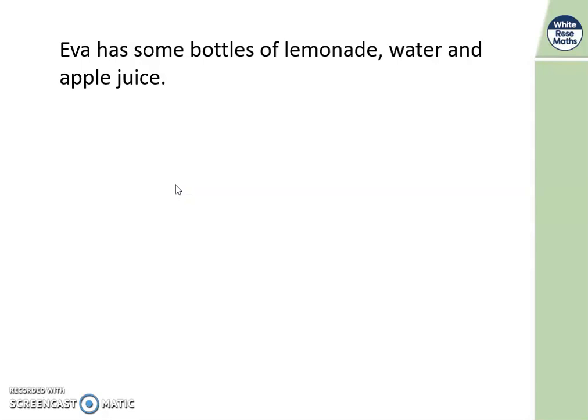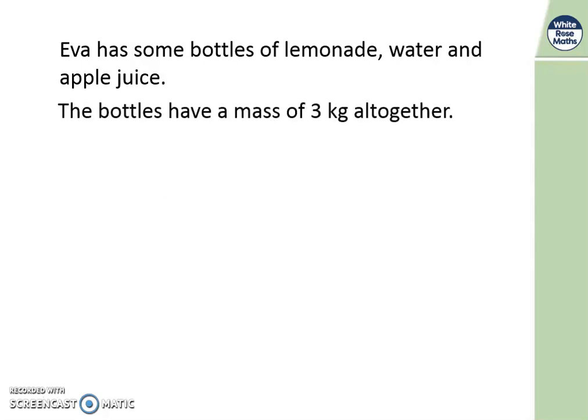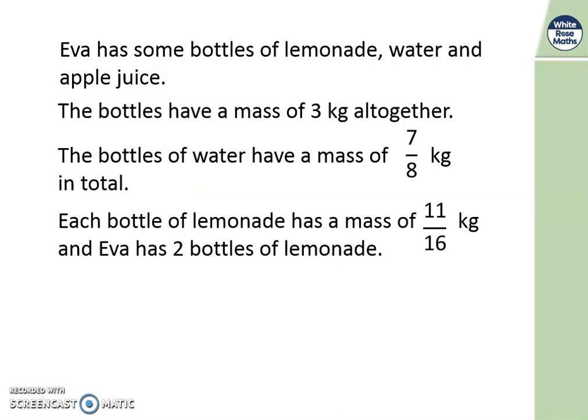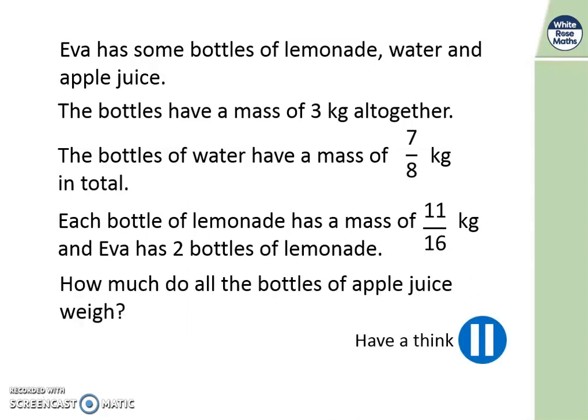Let's try some problem solving. Eva has some bottles of lemonade, water, and apple juice. The bottles have a mass of 3 kilograms altogether. The bottles of water have a mass of 7/8 of a kilogram in total. Each bottle of lemonade has a mass of 11/16 of a kilogram, and Eva's got 2 of those bottles. How much do the bottles of apple juice weigh?